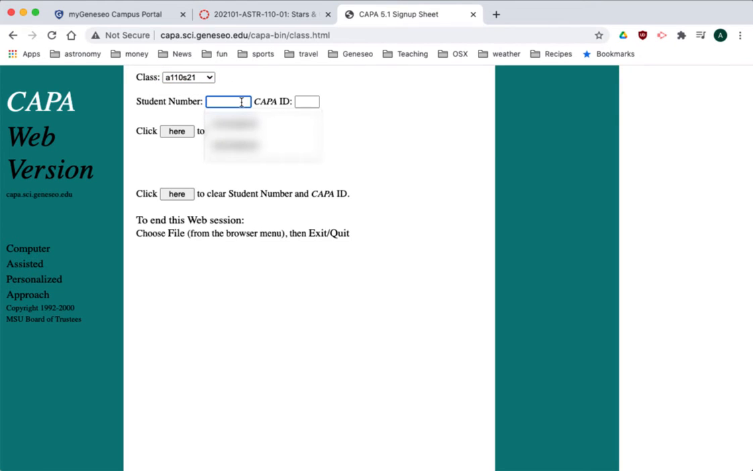So here's where you have to put in your G number. Whatever your G number is, you should put that there with the G00 here at the beginning. This will be G00 and then your 6-digit number. Put in your G number, and in the CAPA ID is where you put in your 4-digit code from that week's set. In my case, it was 9627. So I'm going to type in 9627, and I'm going to click on the click here to work on CAPA link.